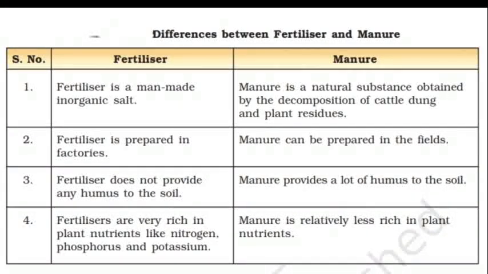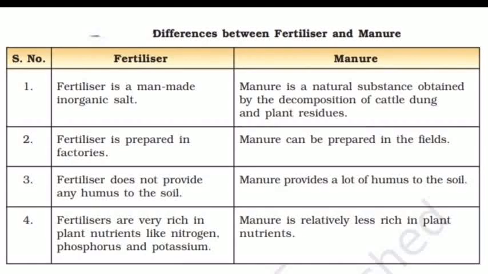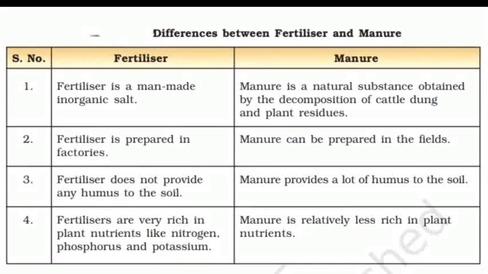And then fertilizer does not provide any humus to the soil. Now humus, we know it's the organic part of the soil which is fertile and helps the plant to grow, but fertilizer doesn't provide that, whereas manure provides humus for the soil. It gives its fertility back in a natural way.